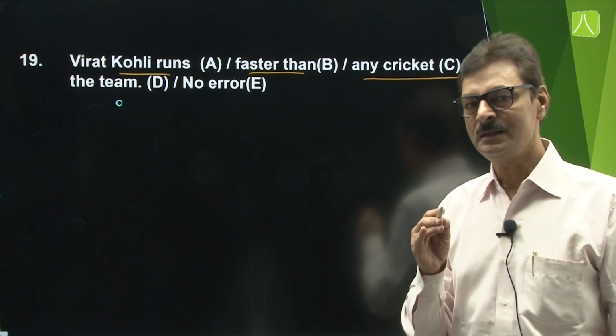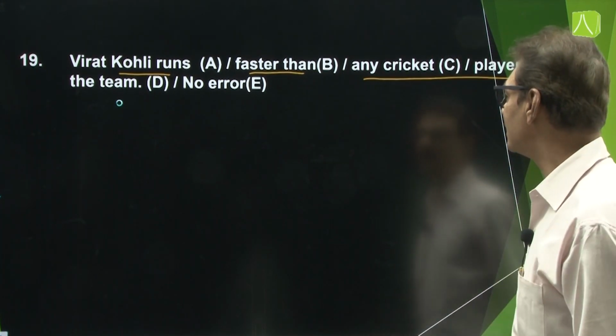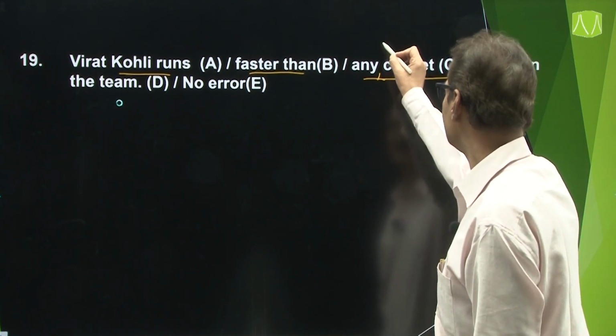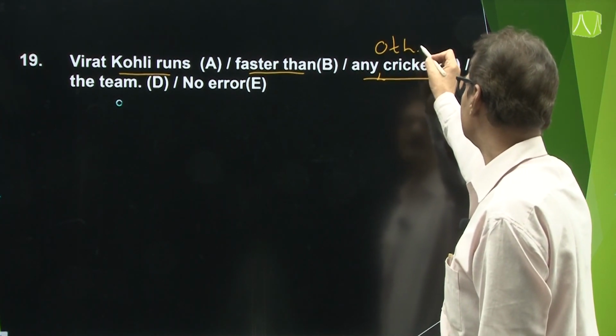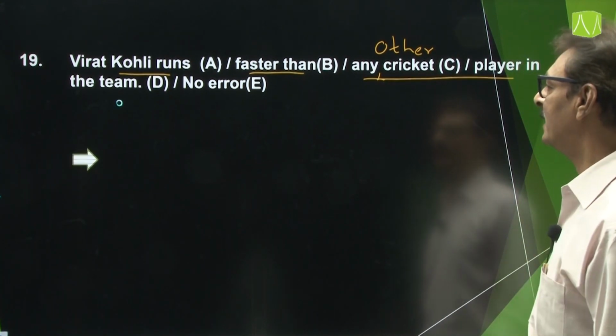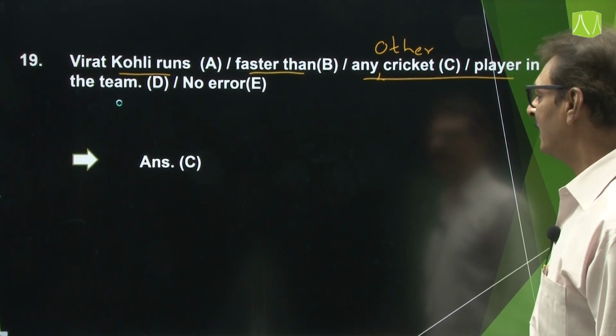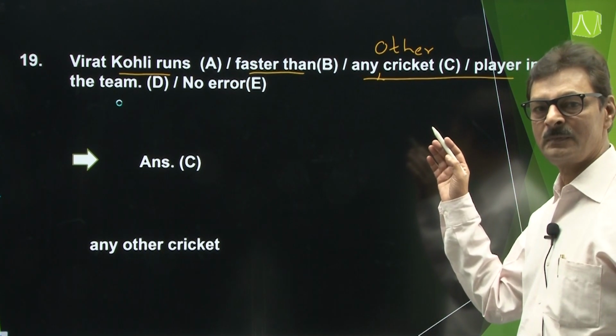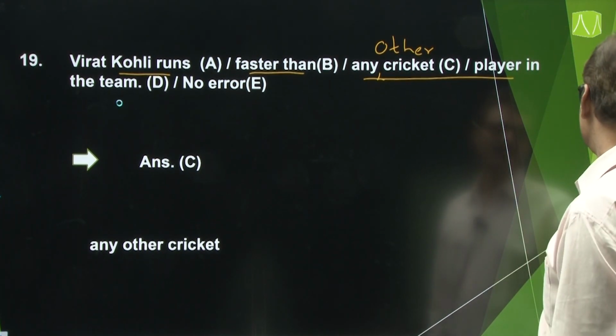So what is the error over here? Virat Kohli runs faster than any other cricket player. The word "other" should come here; he should be excluded from the group. The error is in part C, and where is the error? It should be "any other cricket player." Rules of adjectives.